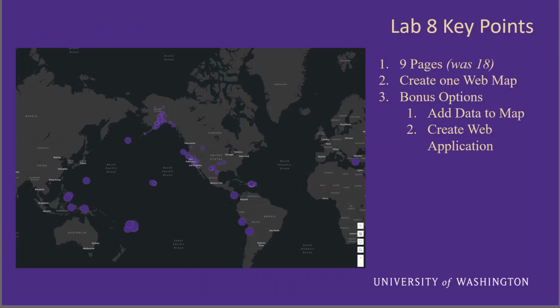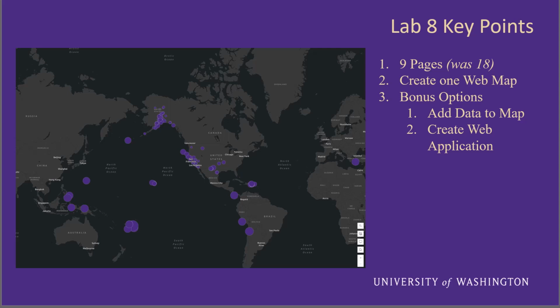I posted up another image of the earthquake map. This is my work from, I believe it was the 25th to the 26th, 24-hour period of earthquakes around the globe. And I've symbolized them in purple and the dark background.